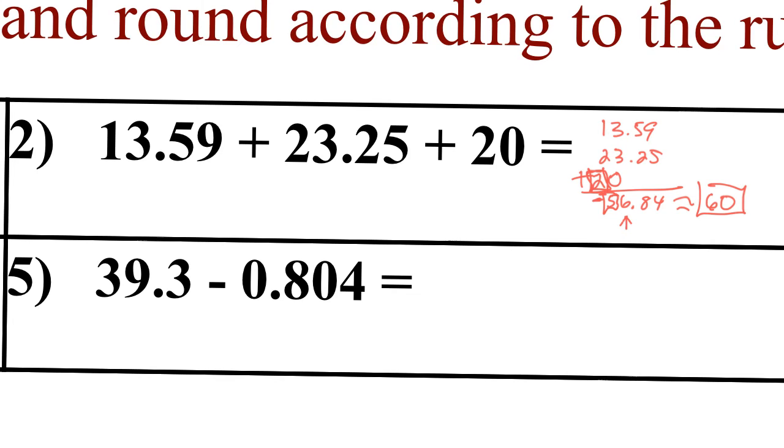Here's a subtraction one. So we have 39.3 minus 0.804. We're going to have one decimal place in our answer. Our answer in the calculator is 38.496. I need to have the tenths place in my answer because the 39.3 only went to the tenths place. I have to look at this number. It's a 9, which is going to cause it to round up. So my answer is going to be 38.5.